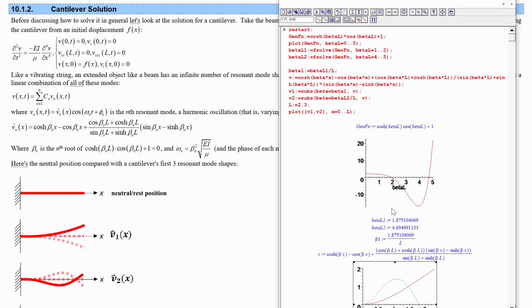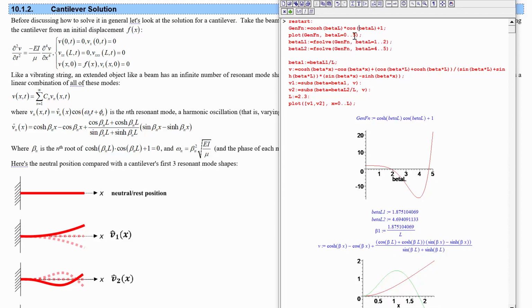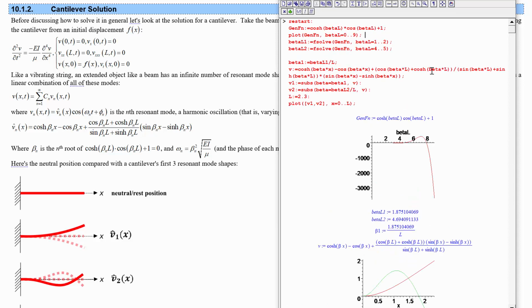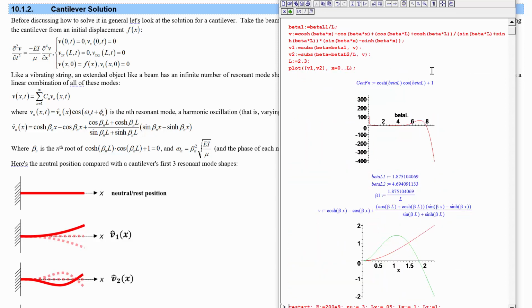Is there a third one? How would we do this? We'd carry this function out further. Maybe instead of plotting to 5, let's plot it to, I don't know, 9. It's getting a little bit tough to see there, but past 5, there's another root around 8. One thing you can do is instead of plotting the generating function itself, you can plot the generating function divided by beta L, and this will make a different version of it that has the same roots.